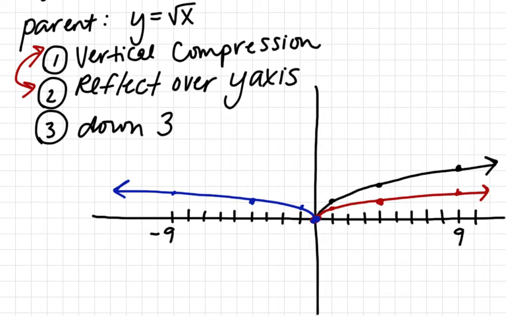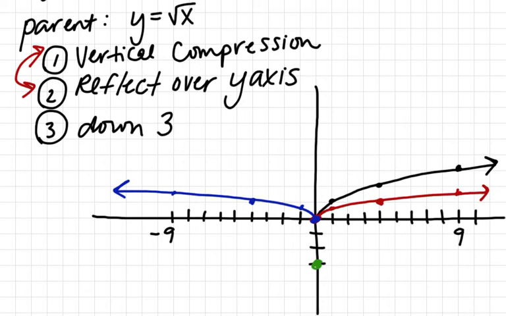Finally, now we take care of the shift. In this case, there's a shift down 3. So we literally are going to take all 4 of our points and just shift them down 3. So the origin gets shifted down 3. The point that was at the origin, I should say. So down 3 moves us to (0, -3).